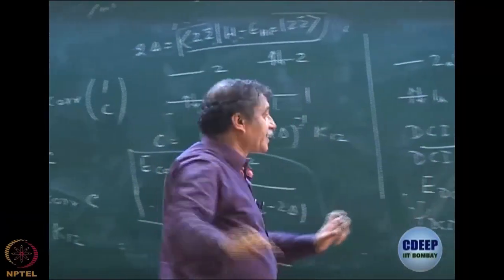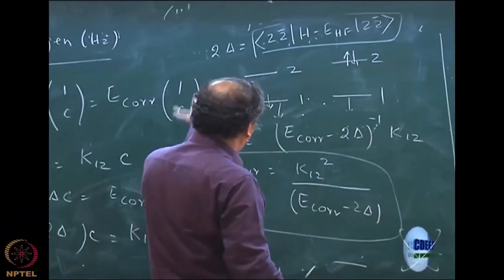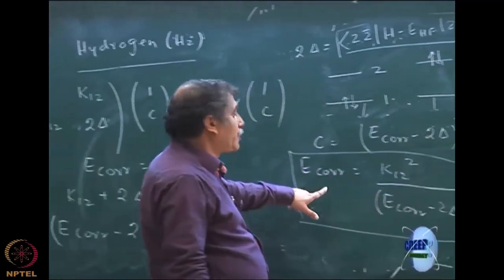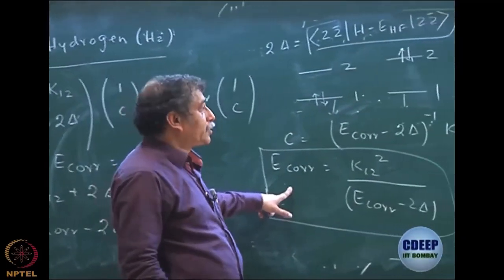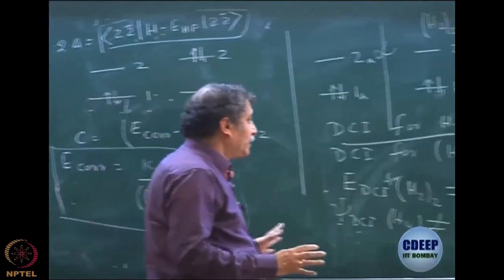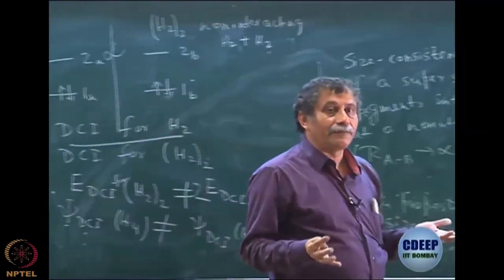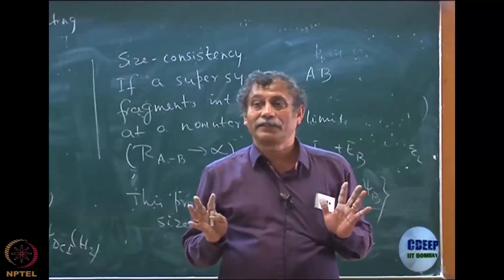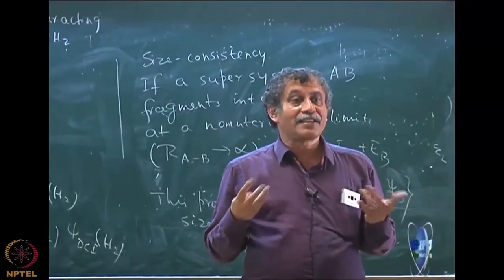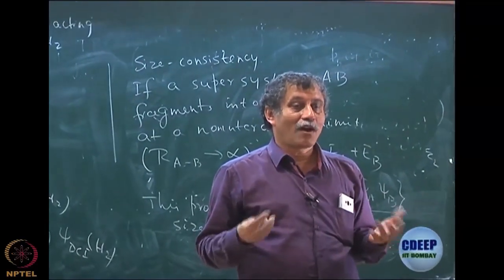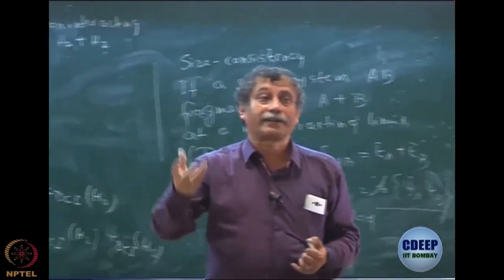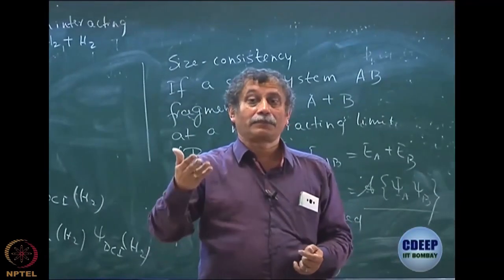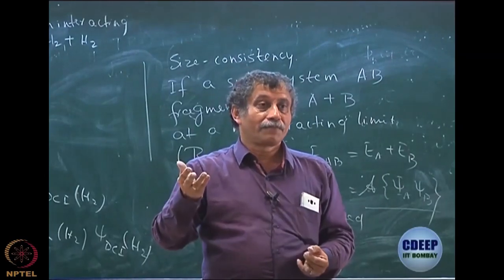There will be a lot of simplifications and then I will see that the correlation energy that I get will not be twice the correlation energy. So, that is mathematically I will first show. Then I will argue physically why it happens. I think that is more important. Why is DCI not size consistent? What is wrong? That is important to understand physically because then only you will be able to correct it at the next level of theory.